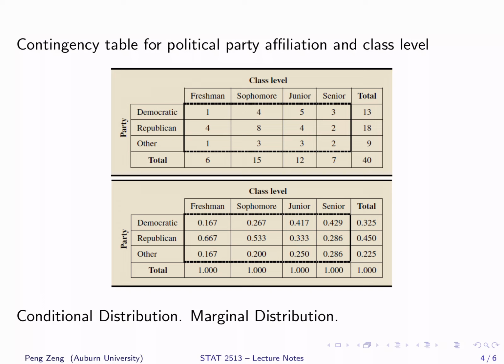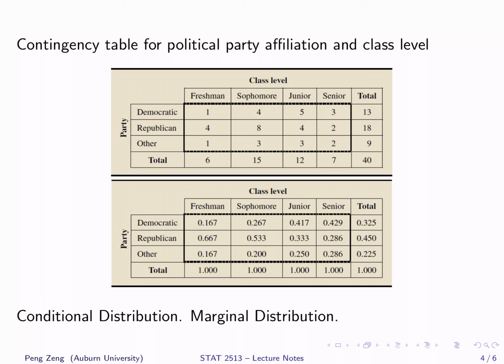On the margin, or the last column, for example, the first frequency, 13, is the total number of Democratic. We divide it by 40, the total sample size. The resulting value is 0.325, which is the marginal probability of Democratic. From the table, we can observe that the party affiliation is associated with class levels.